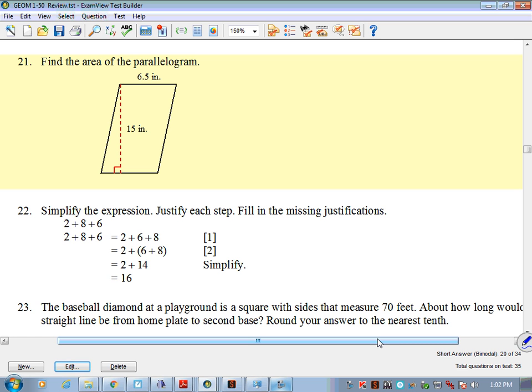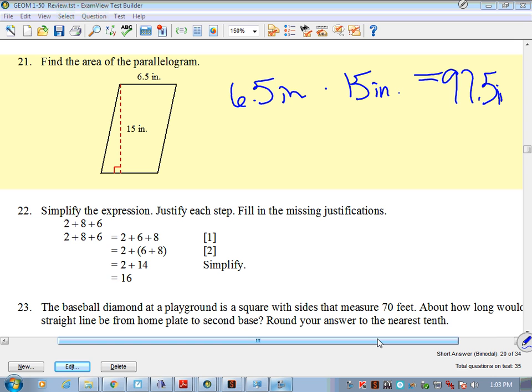What am I multiplying here then if I'm doing base times height? 6.5 inches times 15 inches. And question number 21, 97.5. Somebody said 97.5. Who knows if that's correct or not? 97.5 inches squared. He's got it, folks.